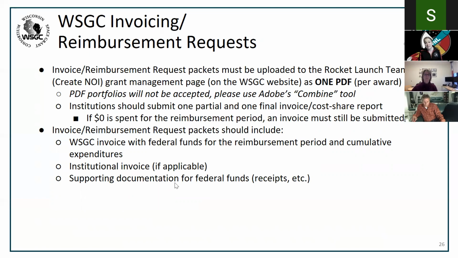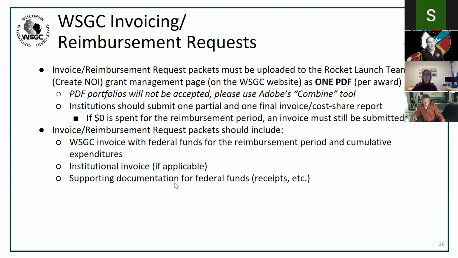Institutions should submit the partial and the final invoice cost share report. If $0 have been spent at partial invoice reporting time, they should submit an invoice that says 0. That way we know that there aren't any funds that need to be reimbursed in a timely manner.